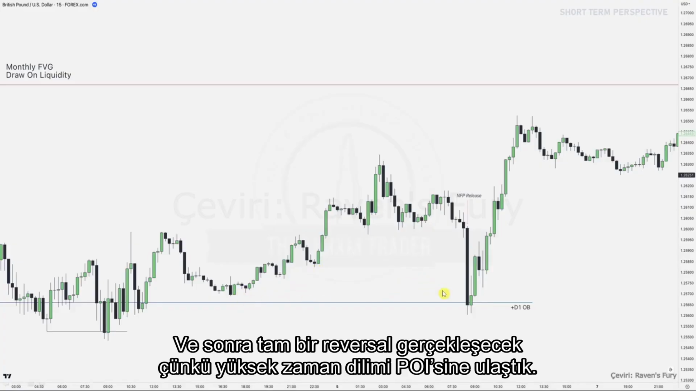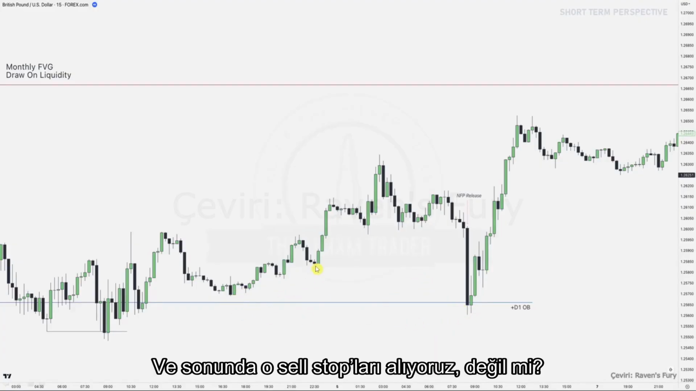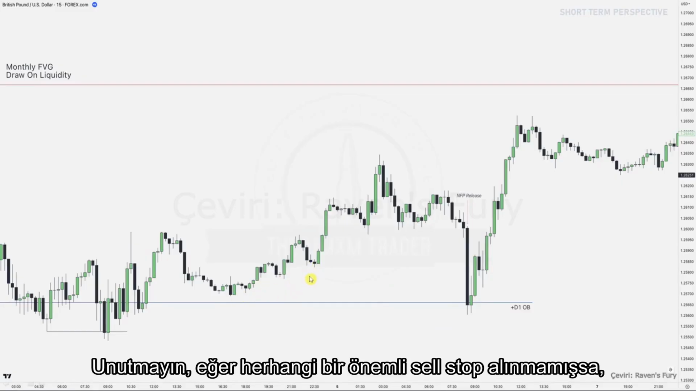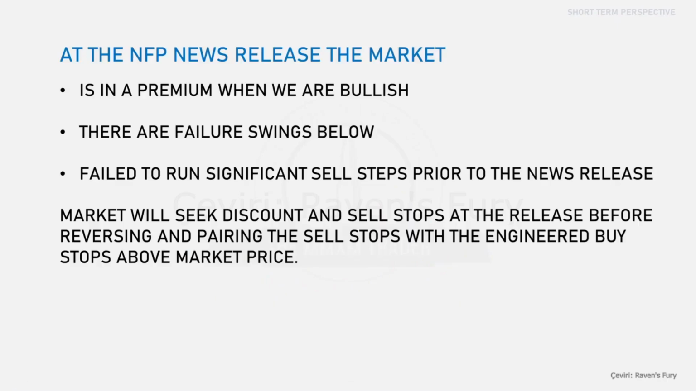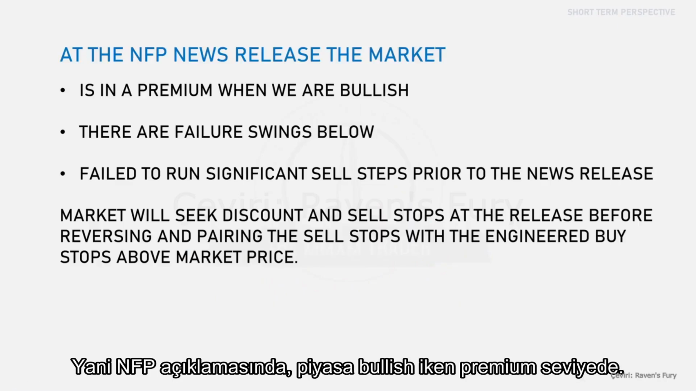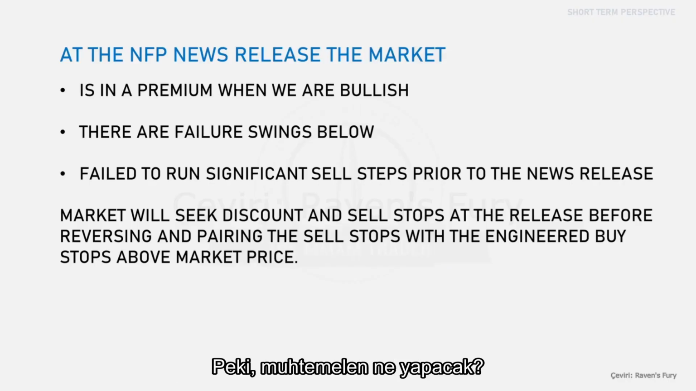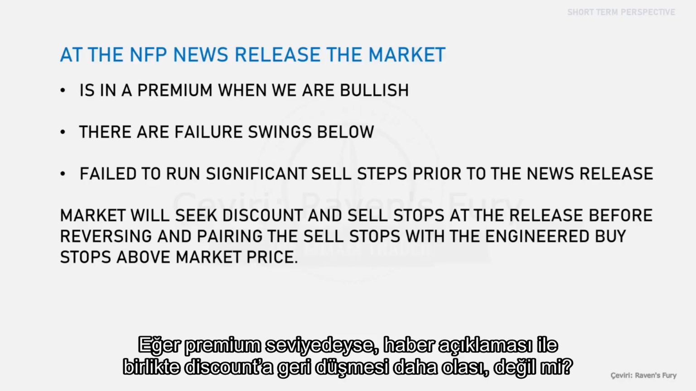And we can see it drops straight back down, taking out all those failure swings, right? And then a full-blown reversal will happen because we hit that higher time frame POI, and then finally we take out those sell stops, right? Because remember, if we didn't take out any significant sell stops, it's highly likely it will reverse afterwards and take those sell stops. So at the NFP release, the market is in a premium when we are bullish. So what is more likely that it will do? If it's in premium, it's more likely to drop back into discount with the news release, right?